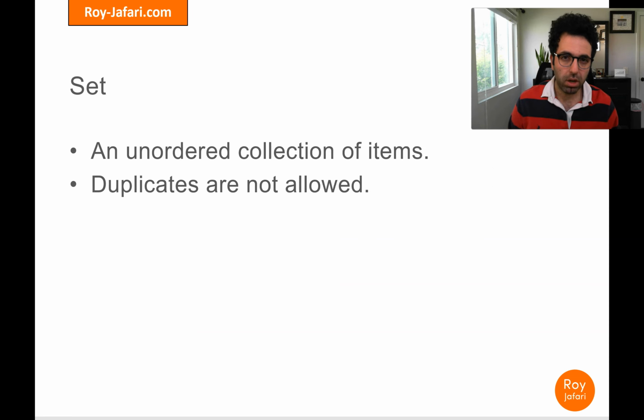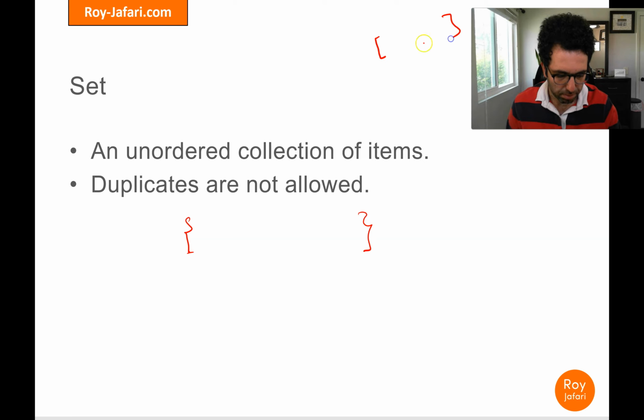Another similar data structure is a set. The difference between a set and a list is that a set is not ordered, so the order is not important. The way Python signifies a set is by this type of brackets. This is a list bracket, and this is a set bracket, and you can have different types of items here, and like I said, the order is not important.